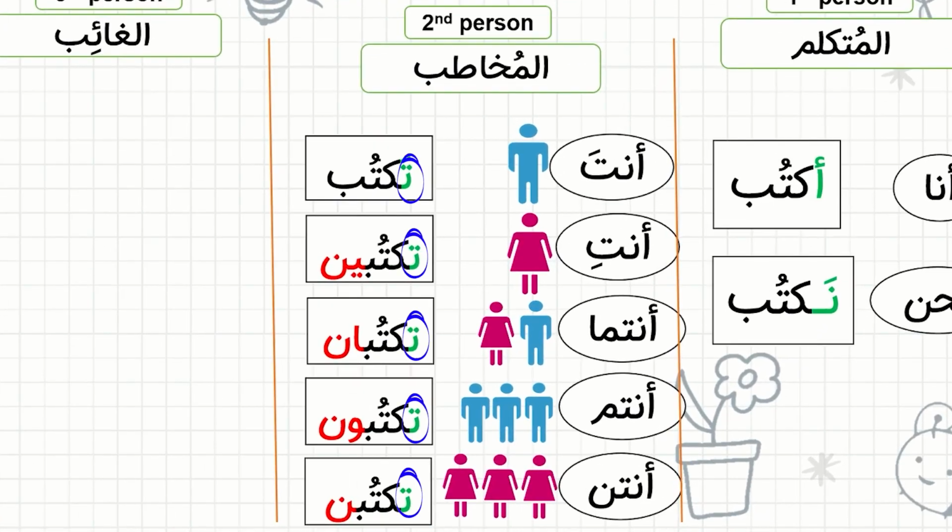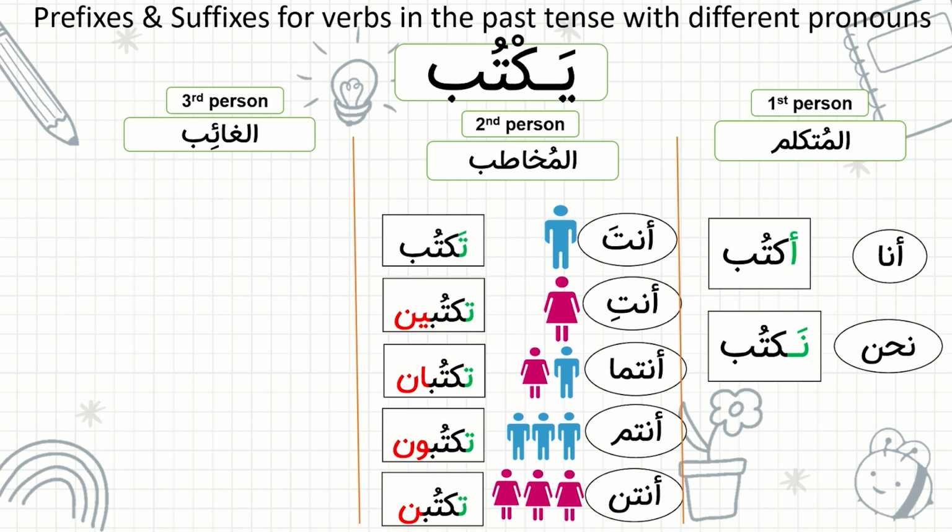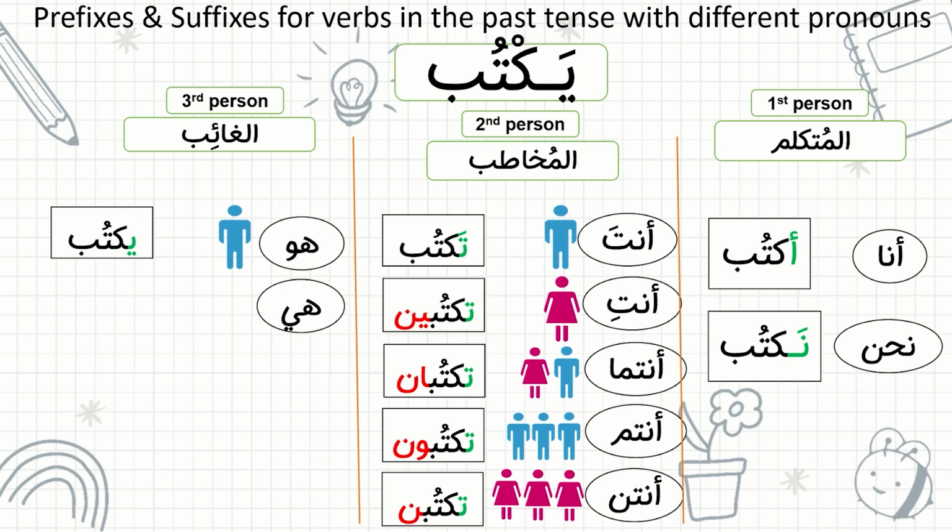Do you notice something here? Yes, all the prefixes of the second person are the same. It is تاء. Now let's see the third person. With هو for singular male, it will be يكتب. The prefix will be ياء and there will be no suffix. With هي for singular female, it will be تكتب. The prefix is تاء and there will be no suffix.